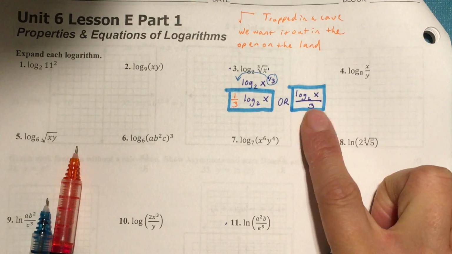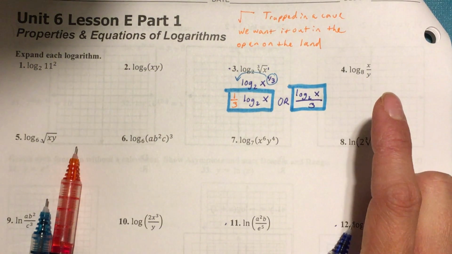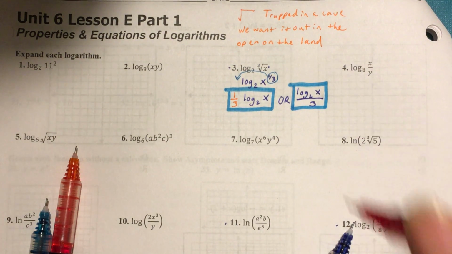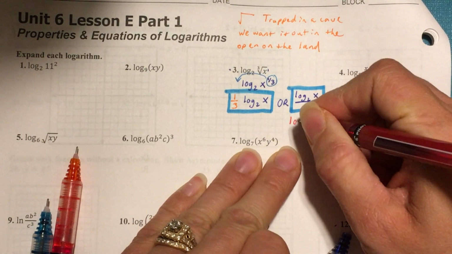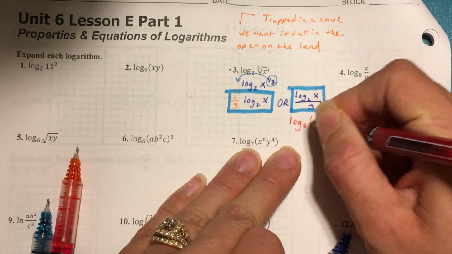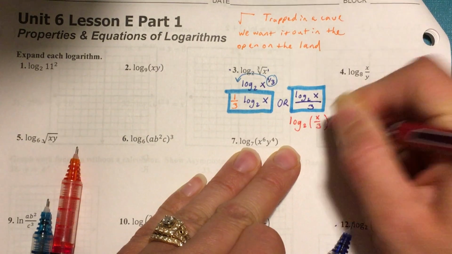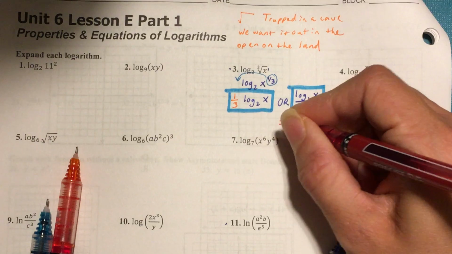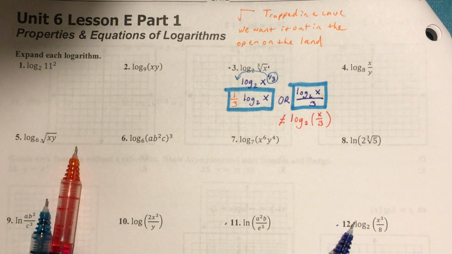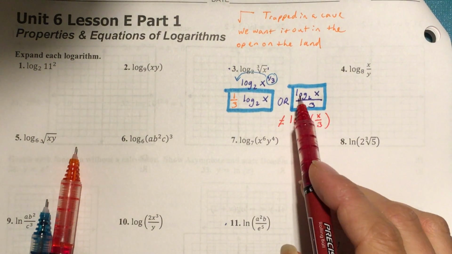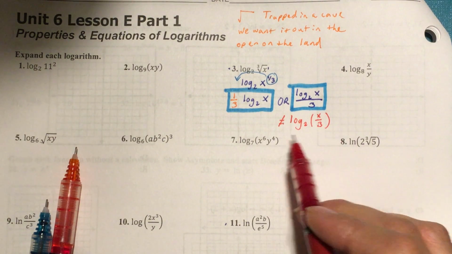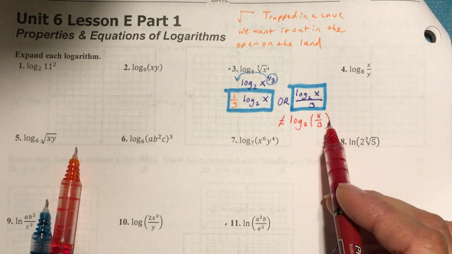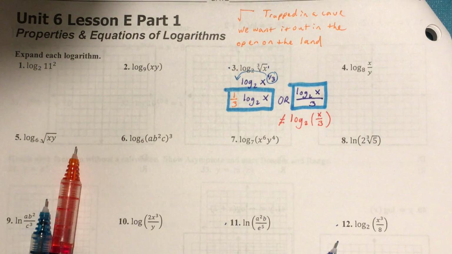And the reason I like to go over this one is because sometimes students think that this is the same as log base 2 of x over 3. So I want you to look at the differences between these two because they are not equal to each other. In this one, the entire log is getting divided by 3, but in this one, the divided by 3 is inside the answer part of the log.